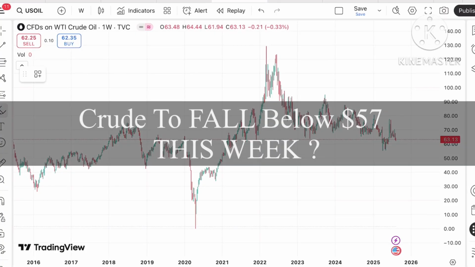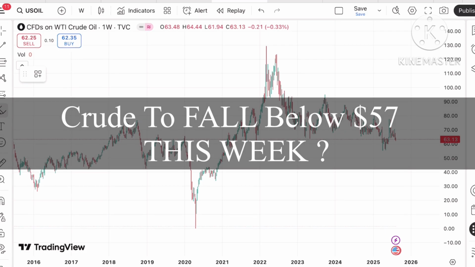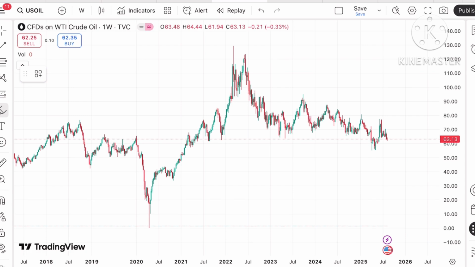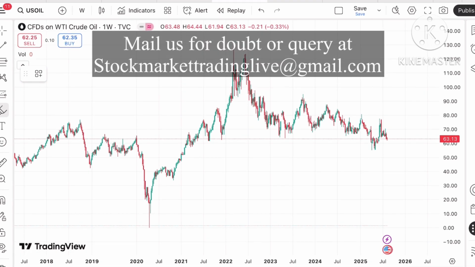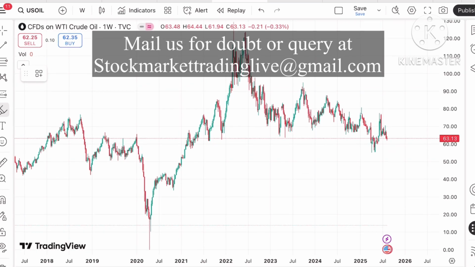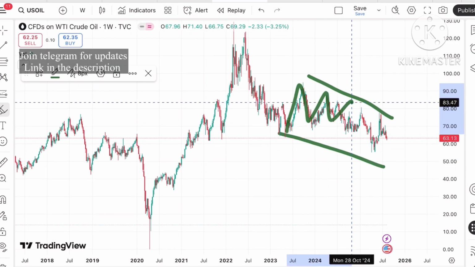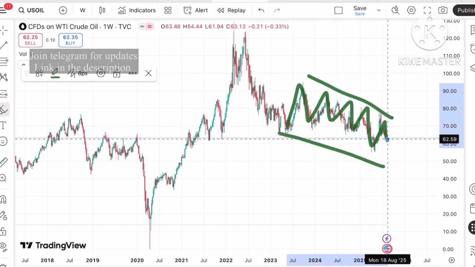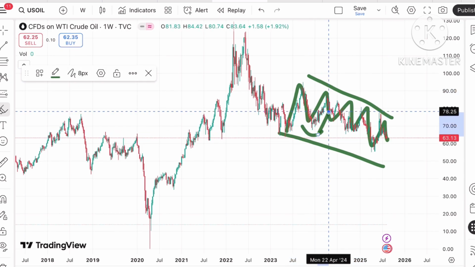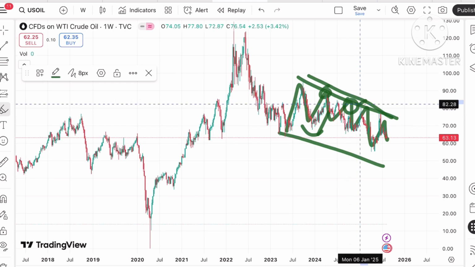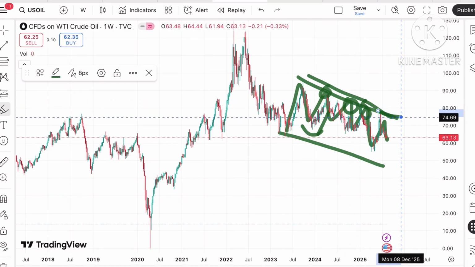So today in this video I'll explain how the price of crude has moved in the last week and how the price of crude can move in the next week. If you look at the chart of crude, it is now trading at a level of $63.13. Looking at this trend, there is a probability that we can see a continuous downfall. It is moving in a continuous downside. It tries to form a swing and goes upside, but it moves into this particular resistance and a further downfall can be seen.